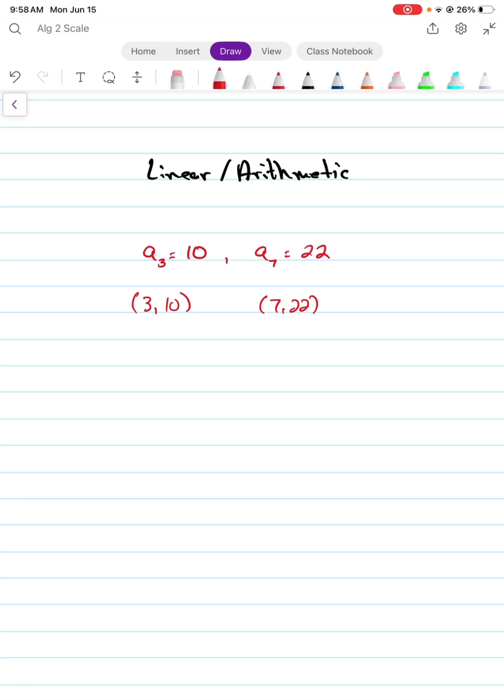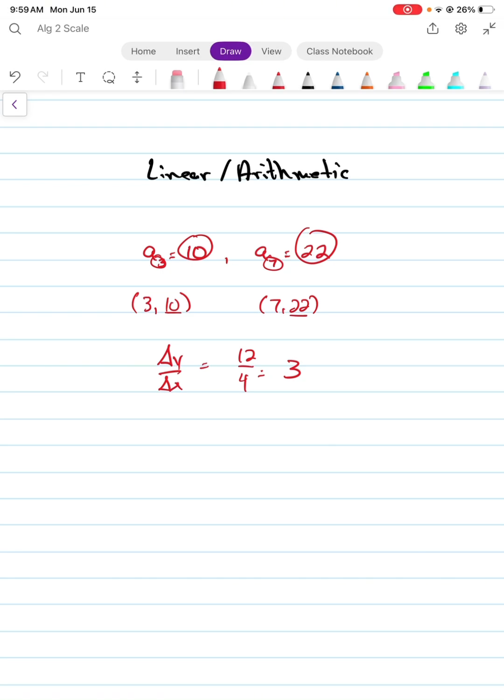So in order to work this, you're going to have to find a common difference. The way we find a common difference is the difference in your y's over the difference in your x's. That's going to tell you the slope, or in this case, the common difference. The difference in your y's, 22 and 10, is going to be a difference of 12. The difference in your x's, 7 and 3, is going to be 4. So you have a common difference of 3. And you could actually write this sequence out, but you really don't have to.